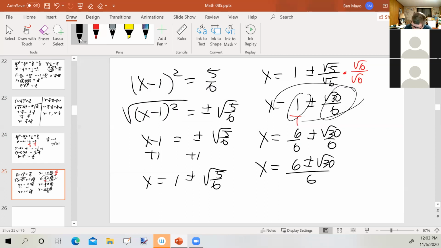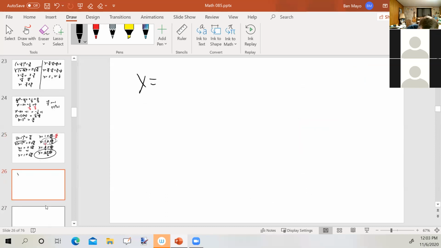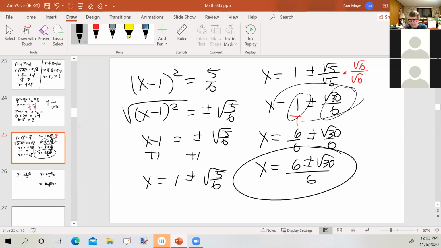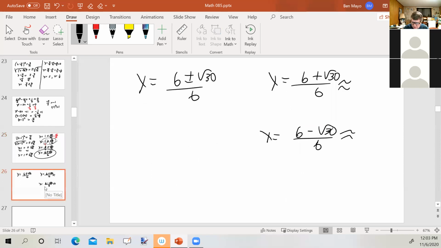Okay. Now, with WebAssign, we'll split those up. I'm going to write that on the next page. X equals 6 plus or minus the square root of 30 all over 6. So I've got x equals 6 plus the square root of 30 over 6, and x equals 6 minus the square root of 30 over 6. Now I'm going to get decimal approximations, but before I do, any questions on what I did to get that into that sort of package? I've rationalized the denominator, and I've gotten common denominators between the two pieces, so I can put them all together like that.